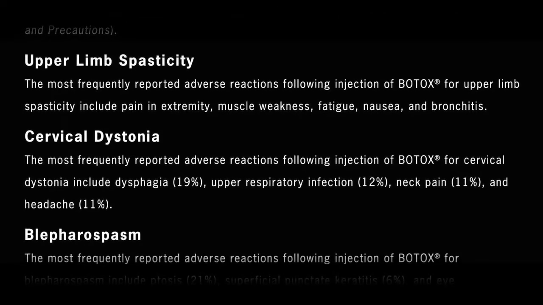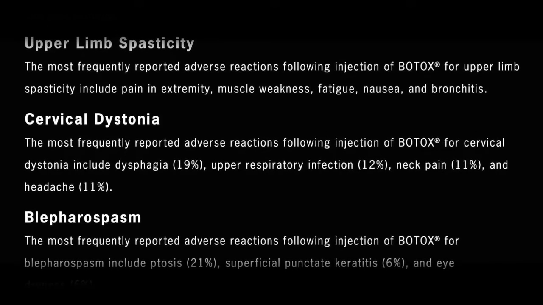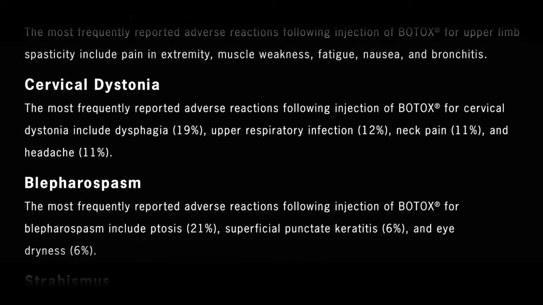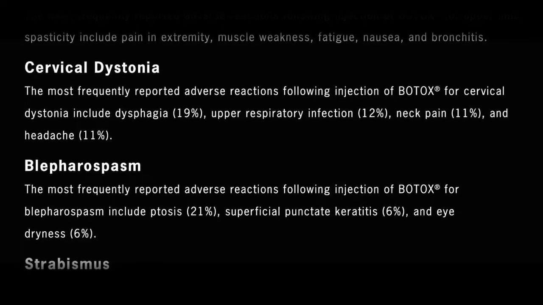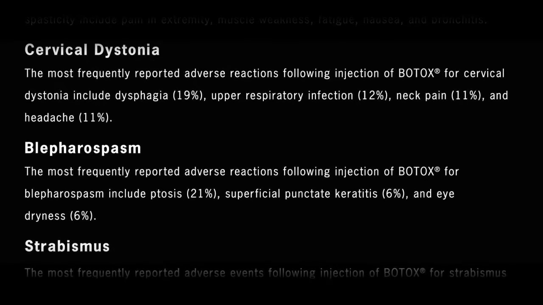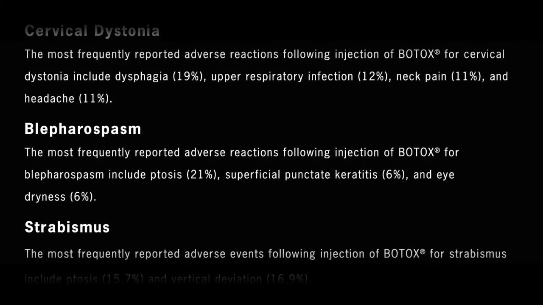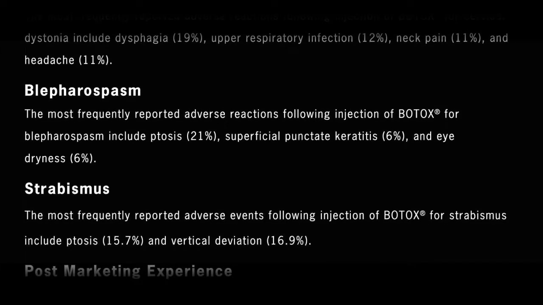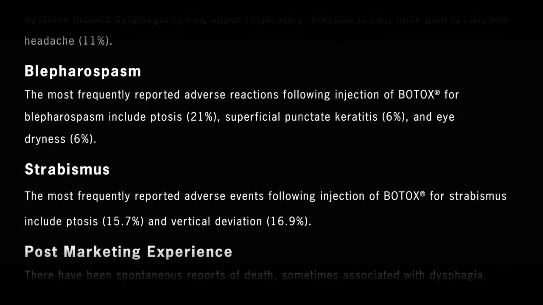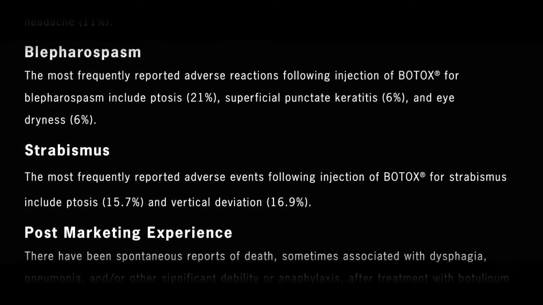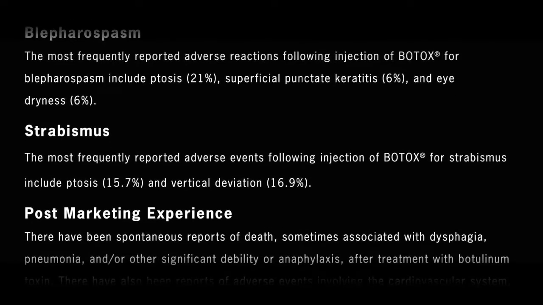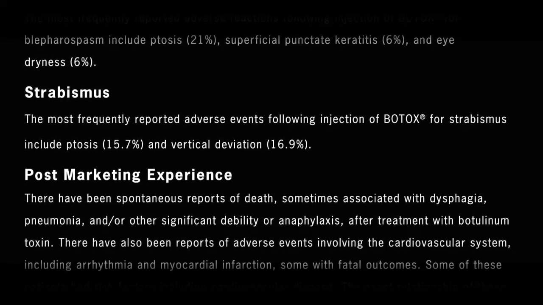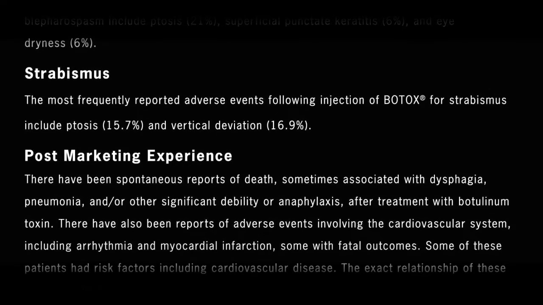Cervical dystonia. The most frequently reported adverse reactions following injection of Botox for cervical dystonia include dysphagia 19%, upper respiratory infection 12%, neck pain 11%, and headache 11%. Blepharospasm. The most frequently reported adverse reactions following injection of Botox for blepharospasm include ptosis, 21%, superficial punctate keratitis, 6%, and eye dryness, 6%. Strabismus. The most frequently reported adverse events following injection of Botox for strabismus include ptosis, 15.7%, and vertical deviation, 16.9%.